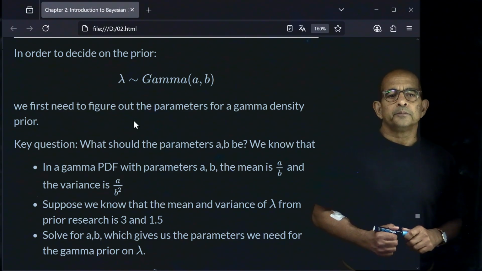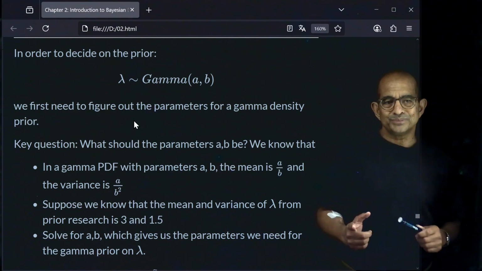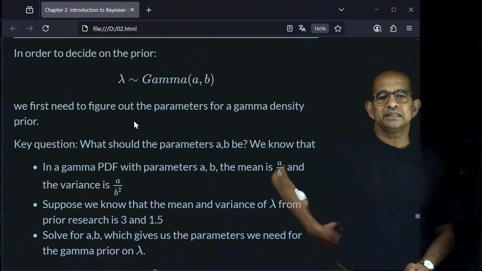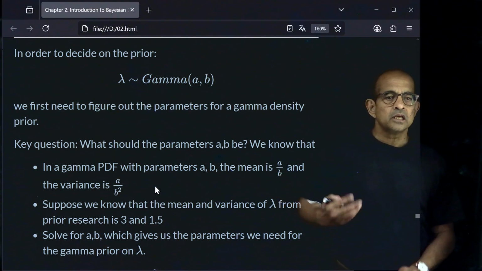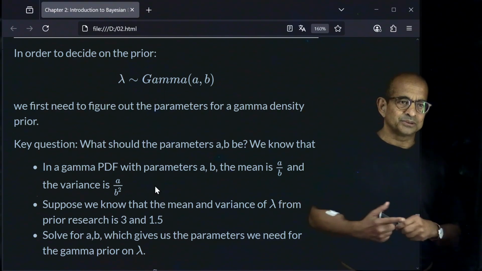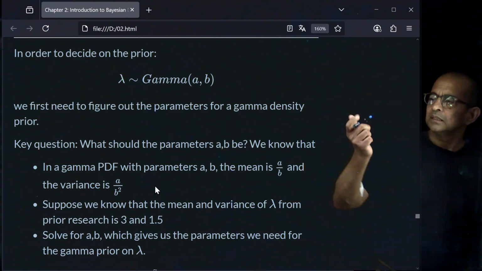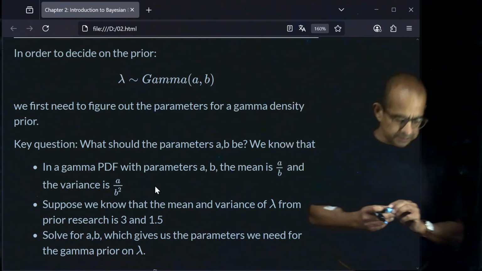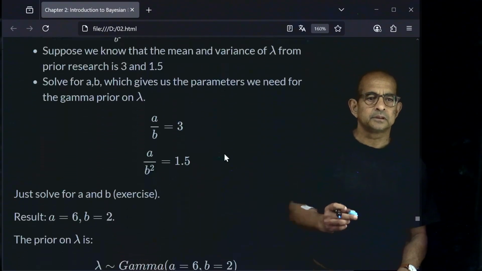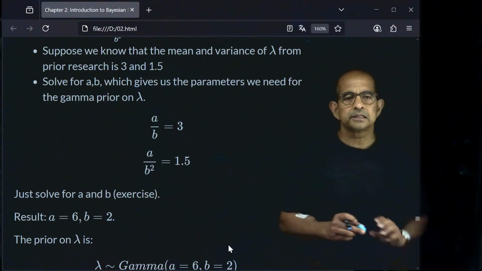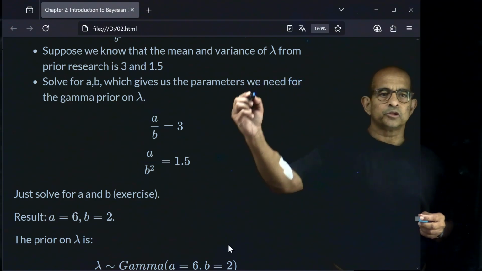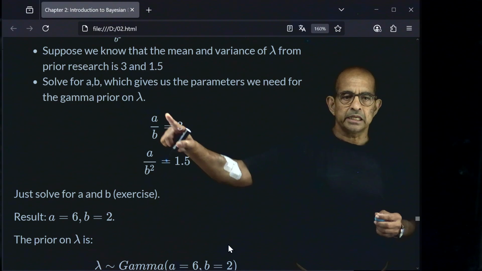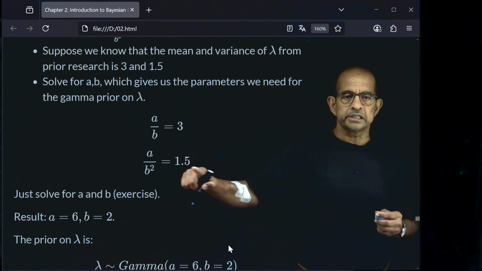So what we can now do is that we know the mean and we know the variance. We know that the mean is 3 and the variance is 1.5. We know the equation for the mean, and we know the equation for the variance. So we have two equations and two unknowns, a and b. Let me just quickly do that. I'll do it by hand here. So suppose I have a over b is equal to 3, and a over b squared is equal to 1.5.